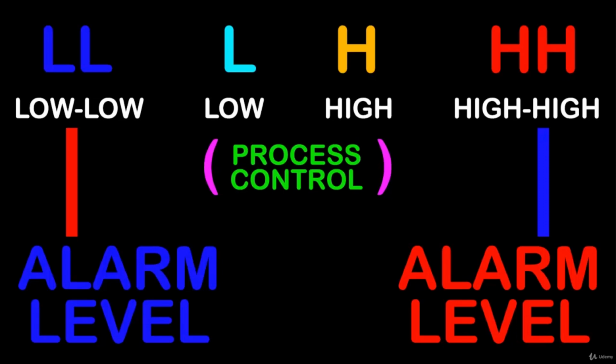And that is called process control. The low and the high set points are our process control set points. They start and stop devices. As long as we are within there, that is considered our operating range. That's our process range. That's where we want our temperature to be.